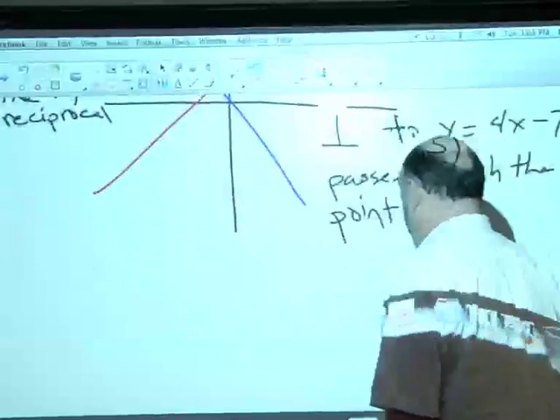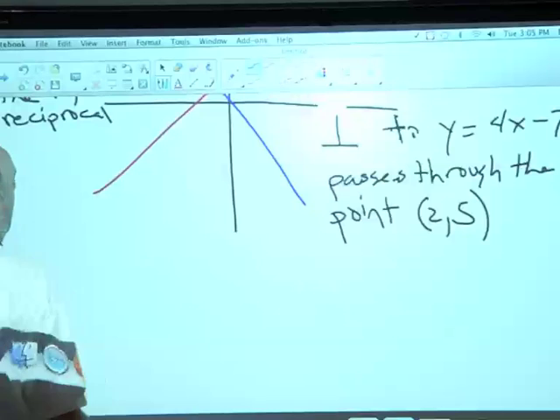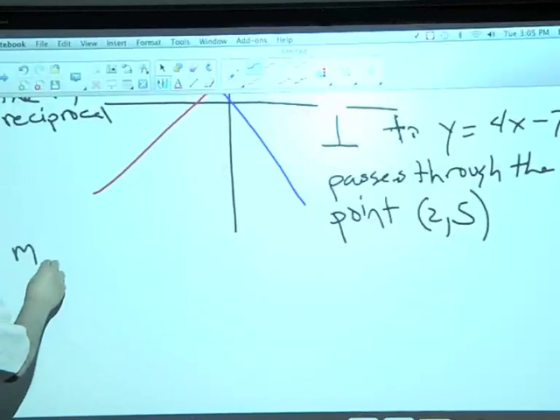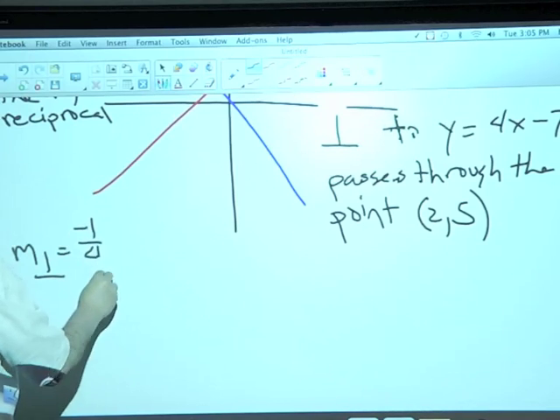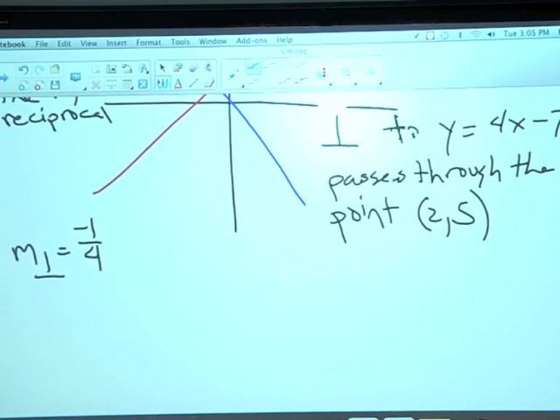So my slope of my perpendicular line will be -1/4. If a given slope was positive, the perpendicular will be negative. If the given slope was negative, the perpendicular line has to have a positive. Negative reciprocals, right?